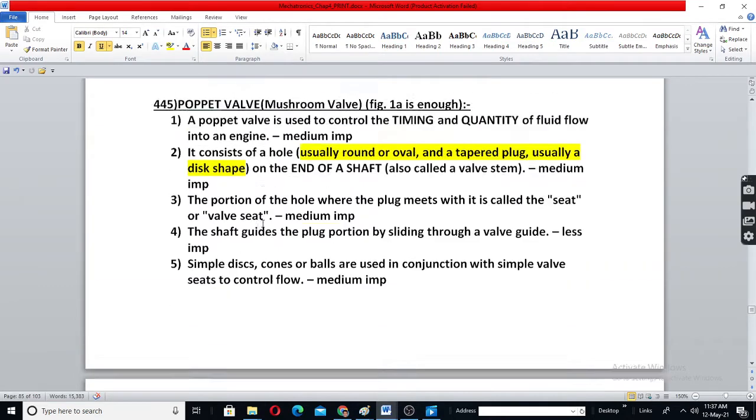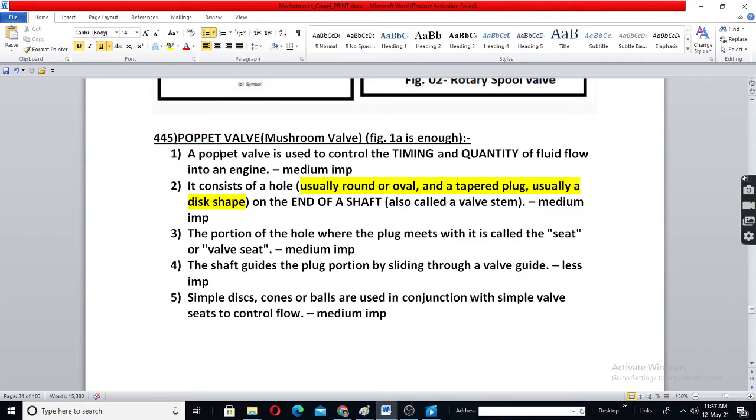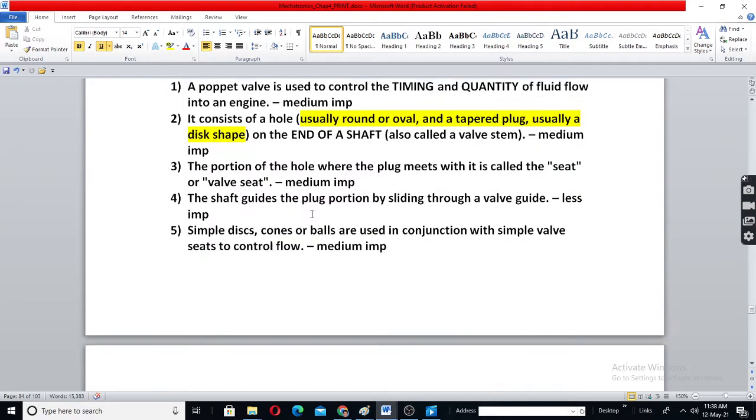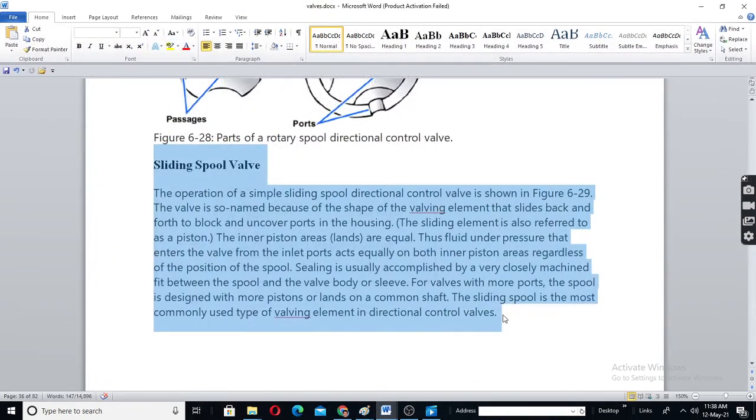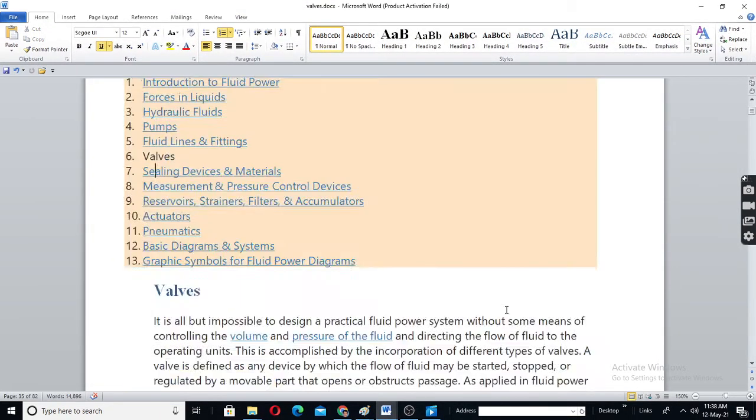See poppet valve. Okay. Poppet valve means seated valve. Sorry. Okay, we can see here in this housing a piston is held at its seat by a ball. This can be a ball or cone or even plate also. You can see a plate here.